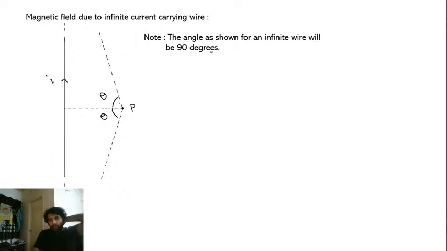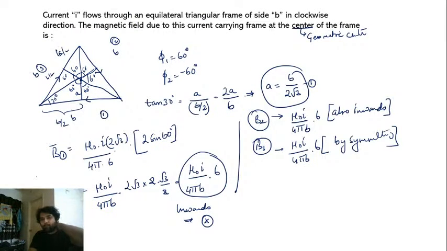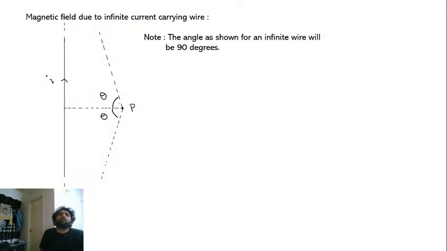So now this was about the small wires. When you have a part of the wire, you can take it to be infinite. Now the magnetic field due to an infinite current carrying wire. That means this wire is an infinite wire, everywhere current is flowing. So for an infinite wire, what do you do?